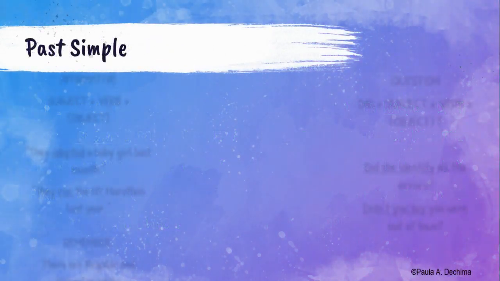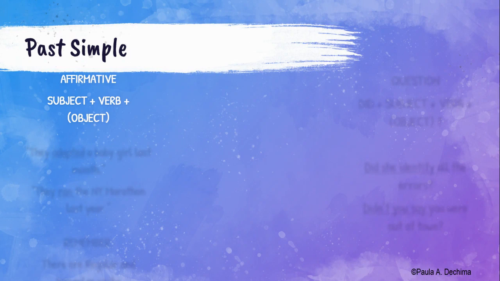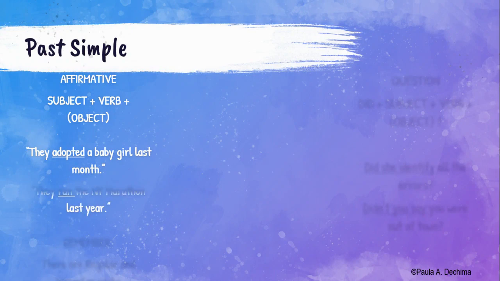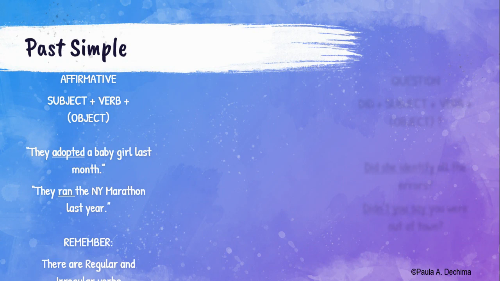Let's see. The past simple. How do we form the past simple? To form the past simple in an affirmative sentence, we need a subject, a verb, and in some cases, an object. They adopted a baby girl last month. They ran the New York Marathon last year. Remember, there are regular and irregular verbs.